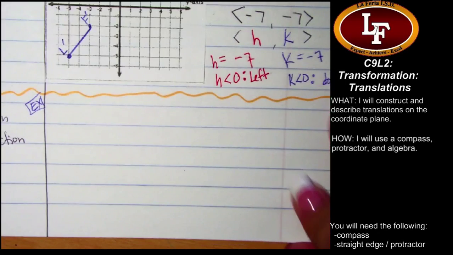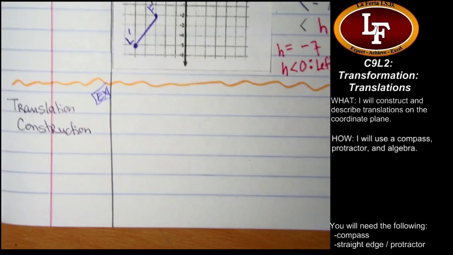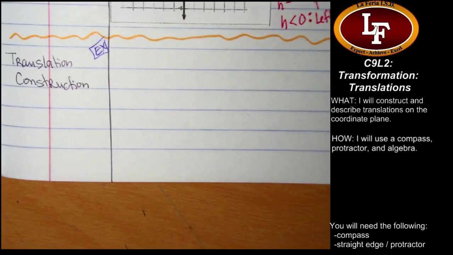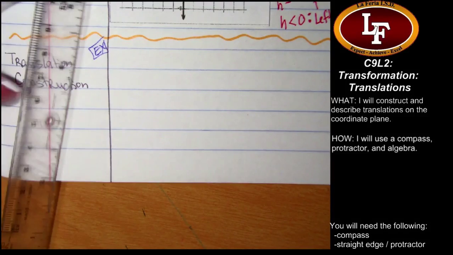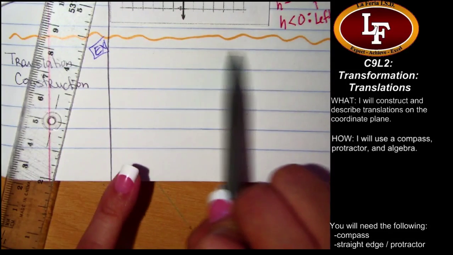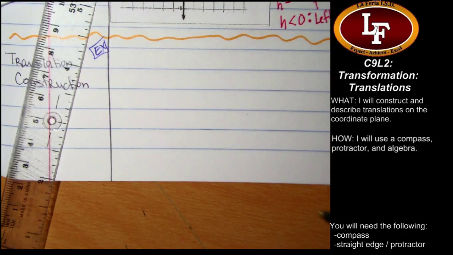Translation Construction. Now what a translation construction does is it copies some segment to a different location based on whatever the translation vector we're given tells us. So I need to have first a segment to copy, and then I need to have a translation vector to copy from. Now I'm going to make use of these blue lines here as guidelines because they're all parallel, and it's going to help us find those congruent angles faster.